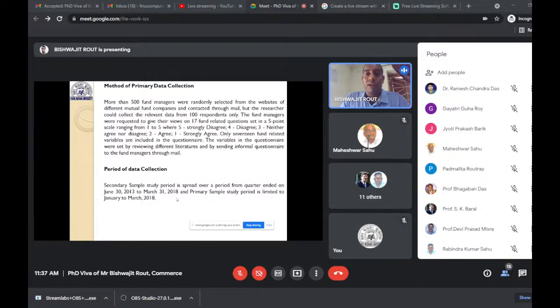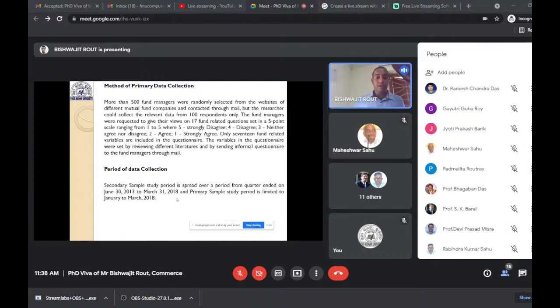In a 5 point ranking scale from 1 to 5, 5 is strongly disagree, 4 is disagree, 3 is neither agree nor disagree, 2 is agree, and 1 is strongly agree. Only 17 fund related variables are included in the questionnaire. The variables in the questionnaire were set by reviewing different literature and by sending an informal questionnaire to the fund managers through email. So, the period of data collection.